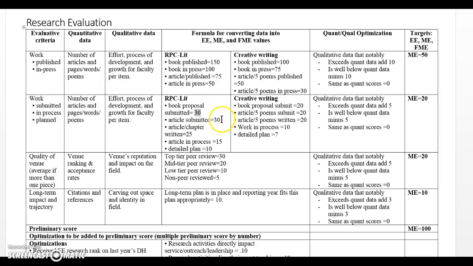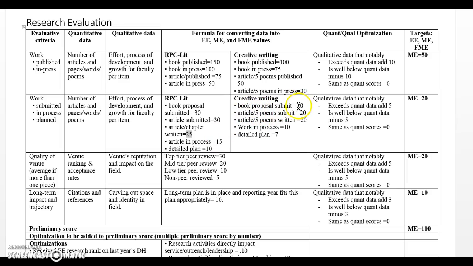An article submitted is 30 points, an article chapter written is 25. There's more points for submission. Article in process 15, detailed plan is 10. The key here is you get points for each one. Let's say you submit a book proposal 1 year and you submit an article and you submit a chapter. If you submitted 3 things, you could get 85 points here. That's great.